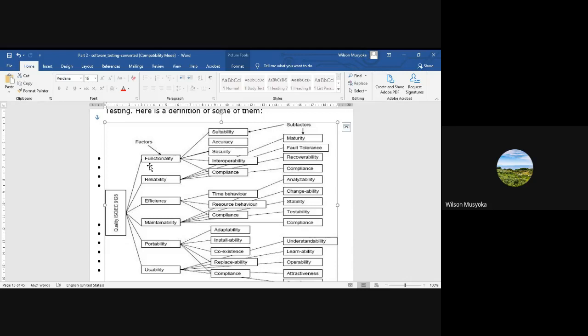Then there is the aspect of compliance. Every system is going to work within some set standards. Is it able to comply to those standards? That is what we mean.